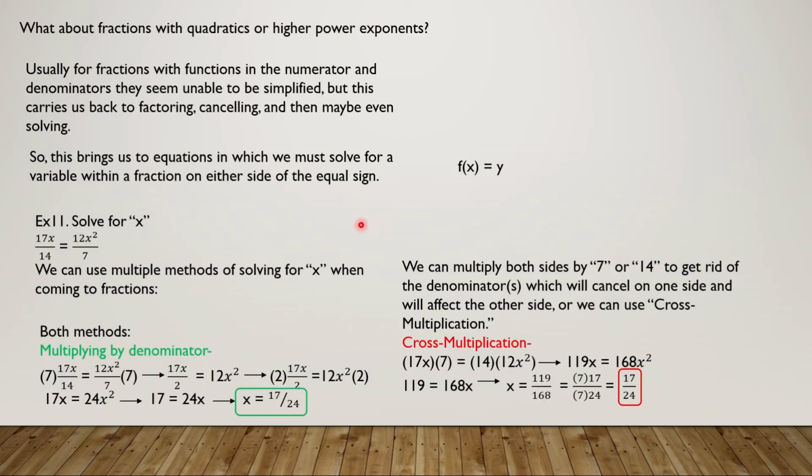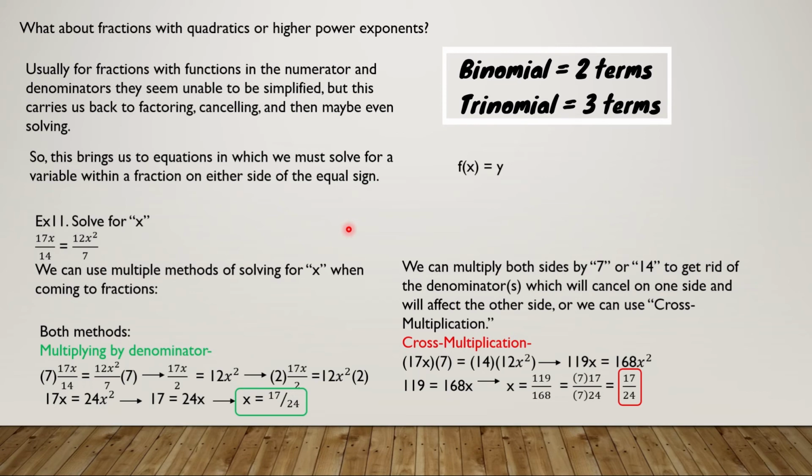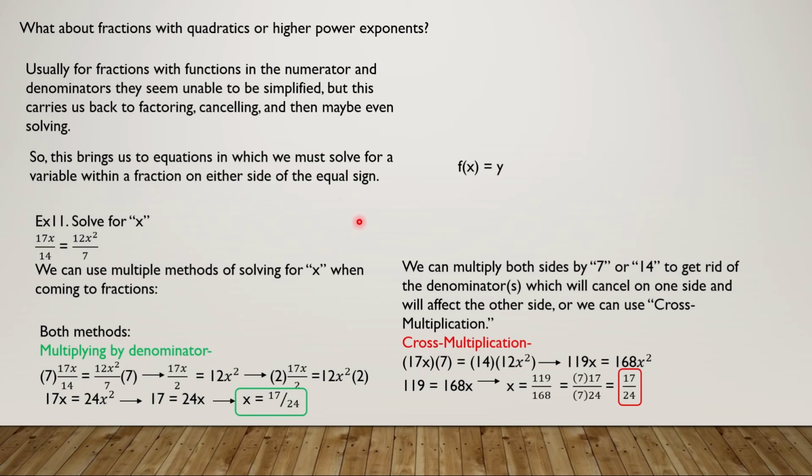So what about more complicated fractions? Such as if you're looking at a fraction that has a binomial in the numerator and then, let's say, a trinomial in the denominator and stuff like that. That's when it starts to get a little bit more complicated. And let's say that we want to solve for a variable, let's say x, and we have an equation on either side.